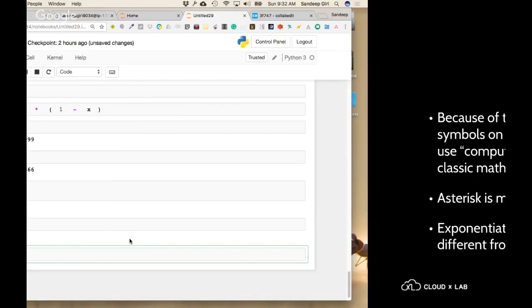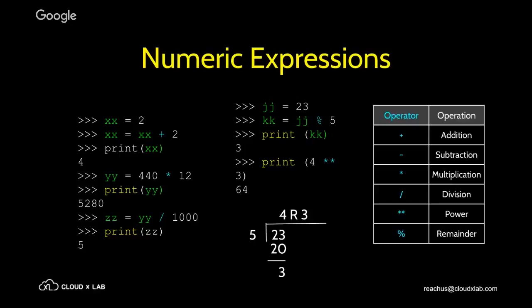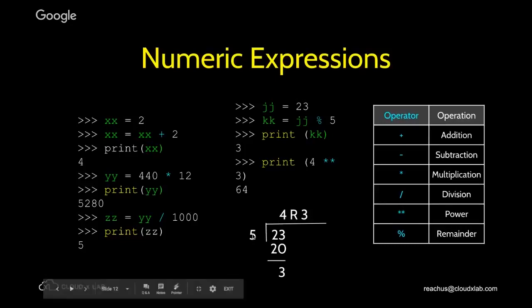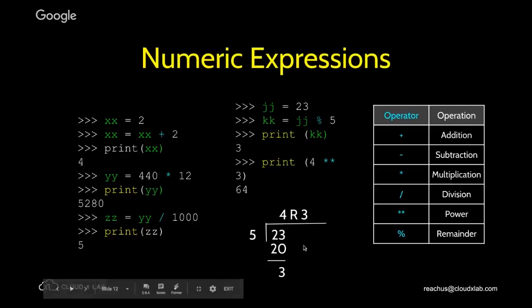So I hope that's clear to you. When we say remainder, it's basically this. We are dividing something, let's say 23 percentage 5. Percentage is also called modulo sometimes, which means we want to find out the remainder.